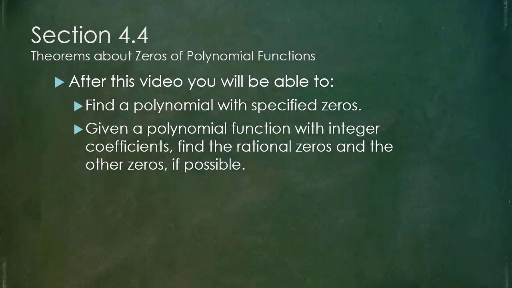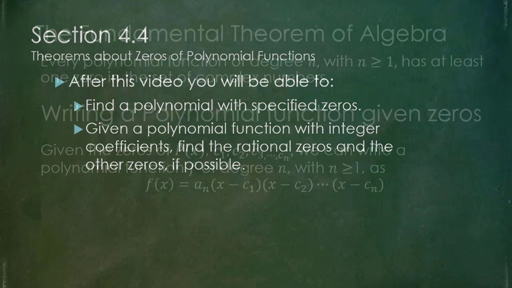Well, hello and welcome. In this video, I'll be covering section 4.4, which is over theorems about zeros of polynomial functions. My goal for you by the end of the video is to be able to find a polynomial with specified zeros, and to be able to, from a given polynomial function with integer coefficients, find the rational zeros as well as other zeros if possible.